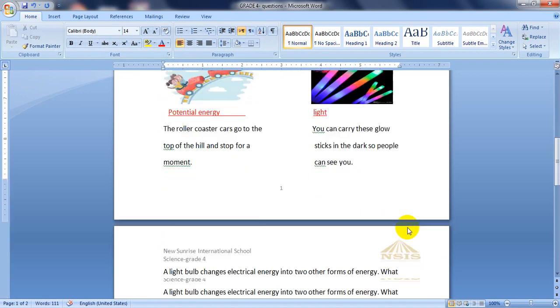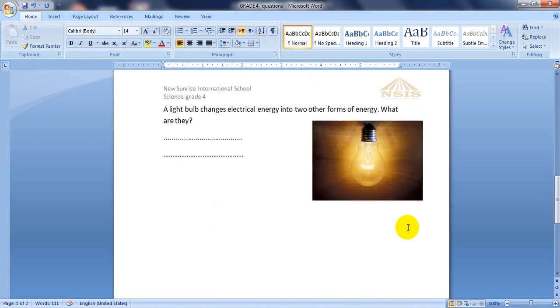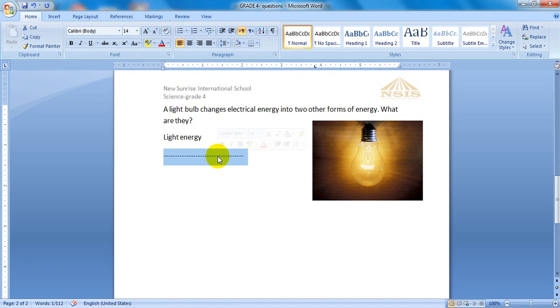You still have one more question inside your book on the same page. This light bulb. A light bulb changes electrical energy into two other forms of energy. What are they? The first one is so clear, which is of course light energy. And the second one, as we said, if you get your hands close to it, you will feel some heat. So the second one is heat.